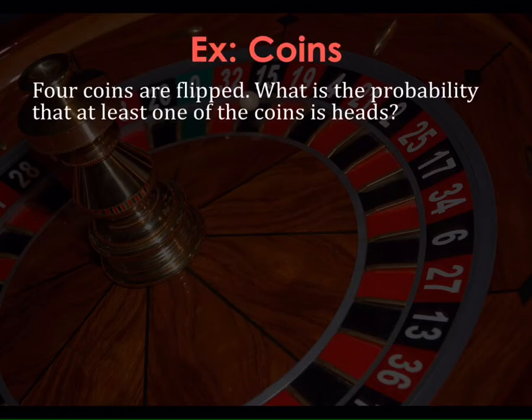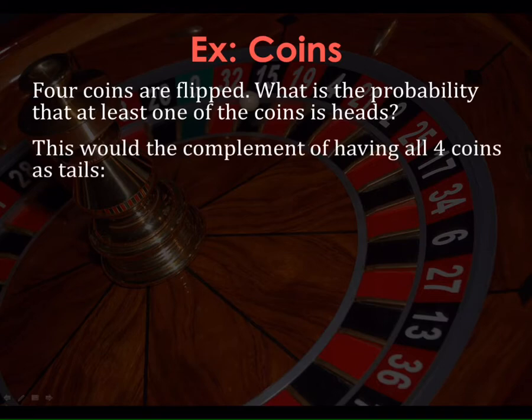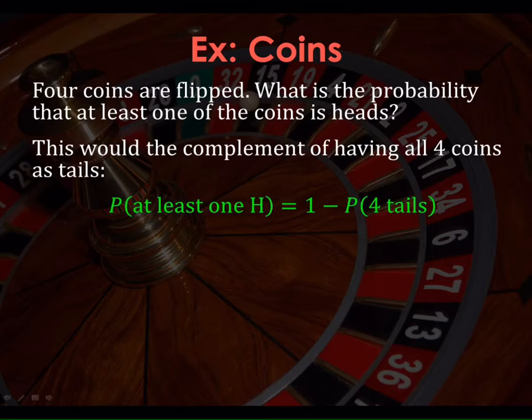So let's take a look at some coin flips. 4 coins are flipped. What is the probability that at least one of the coins is heads? Well, this will be the complement of having all 4 coins as tails. So instead of thinking at least one coin heads, which means you have to add the probability of getting 1 heads plus 2 heads plus 3 heads plus 4 heads, just think of it this way. The opposite of getting at least 1 head is getting all 4 coins as tails. So the probability of getting at least 1 head is equal to 1 minus the probability of getting 4 tails.